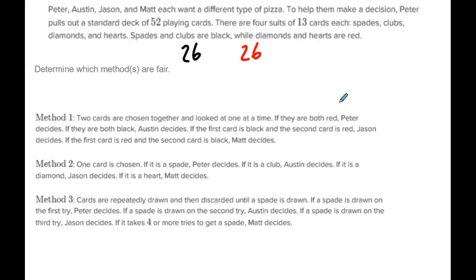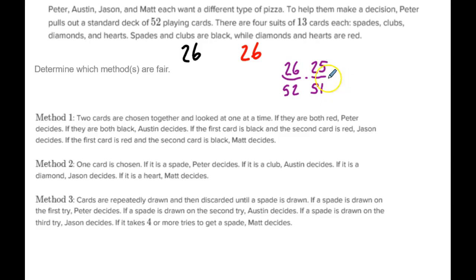So if both cards are red, in the standard deck there's 26 black cards and 26 red cards. So for the first card to be red, there would be a 26 out of 52 chance of that card being red. Now we want to multiply that by the probability that the second card is red as well. And that would be out of 51 because we already removed that first card, but now there's only going to be 25 red cards.